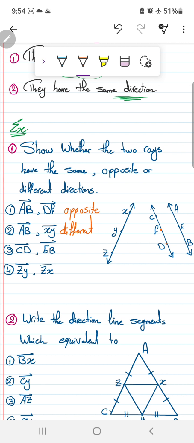What about number 3? Here CD, it means we have this direction. EB in this direction, so they have the same direction and they are parallel, same direction and parallel, so they have the same direction.